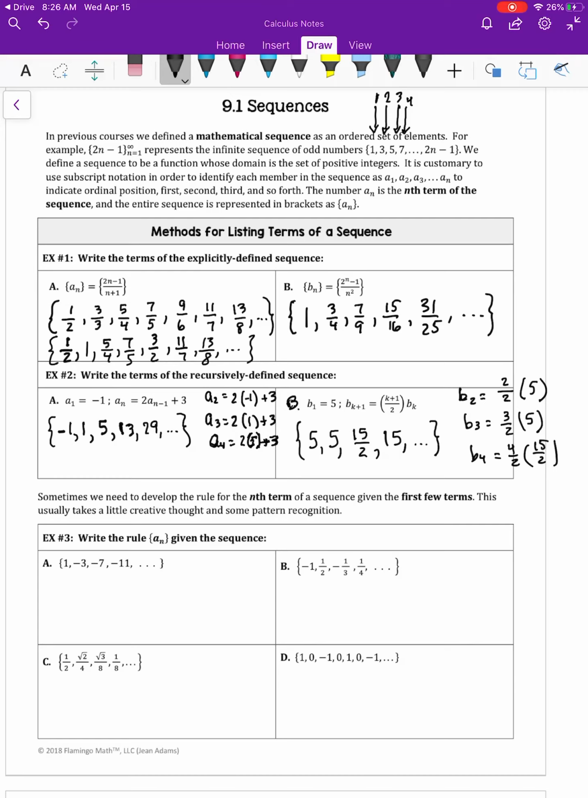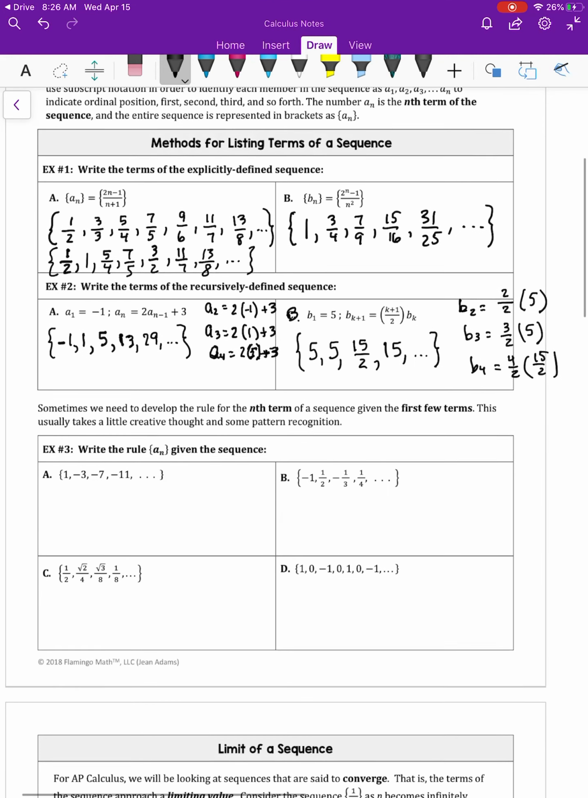So this would be 15, dot, dot, dot. Okay, so some of these are just a little weird. You have to kind of think about what you're doing and make sure you remember, okay, what term am I on? Sometimes we need to develop the rule for the nth term of a sequence given the first few terms. This usually takes a little creative thought and some pattern recognition.